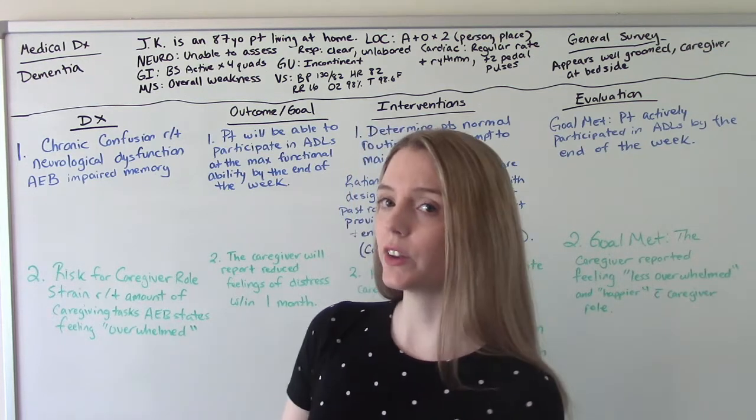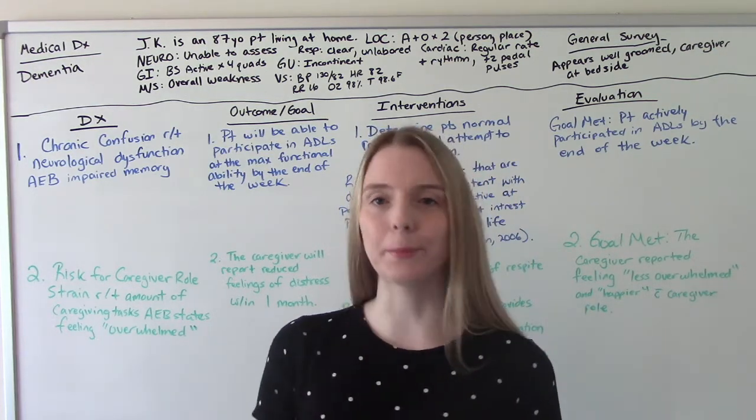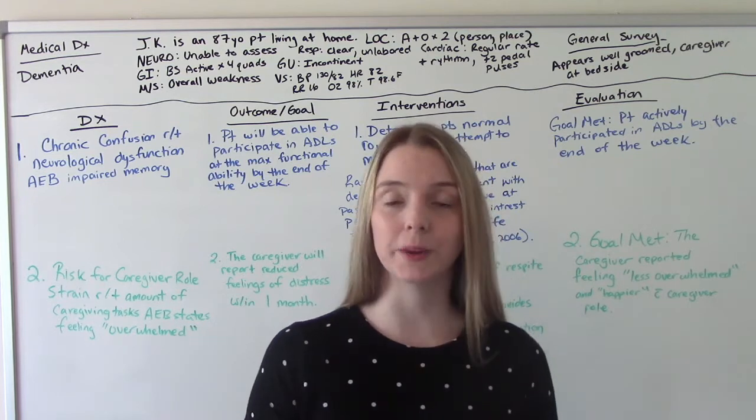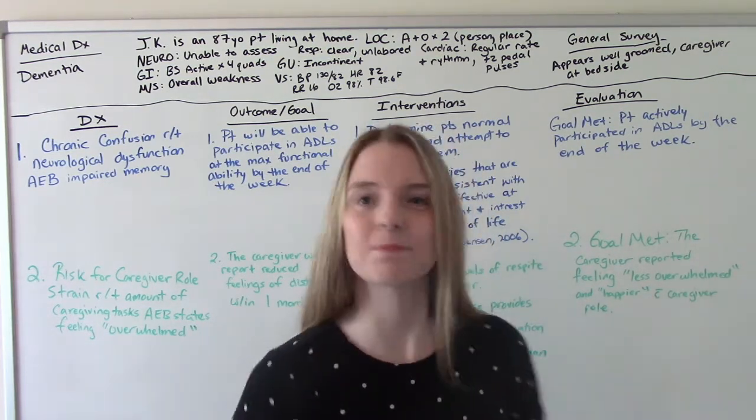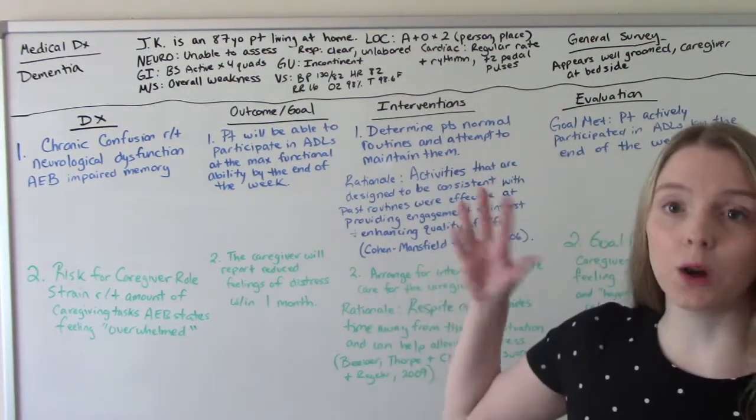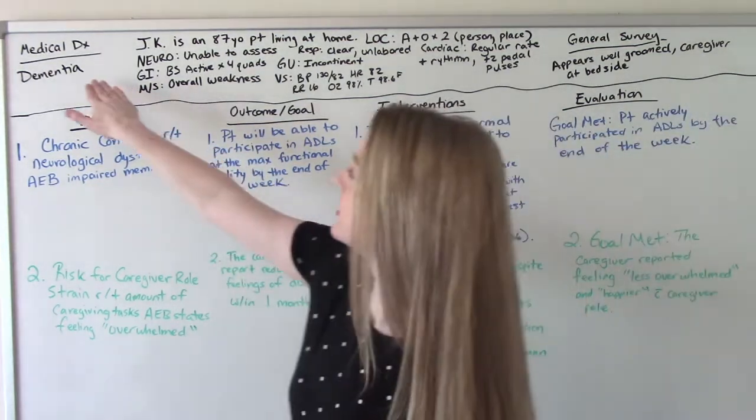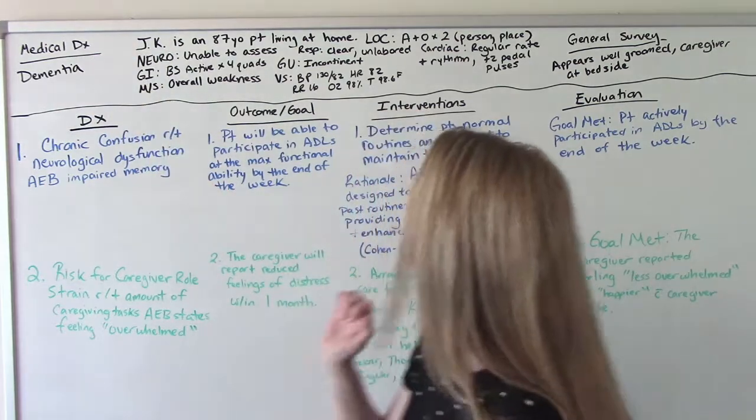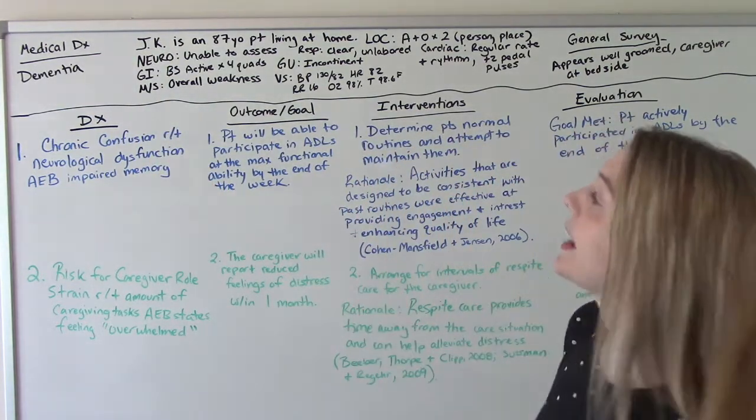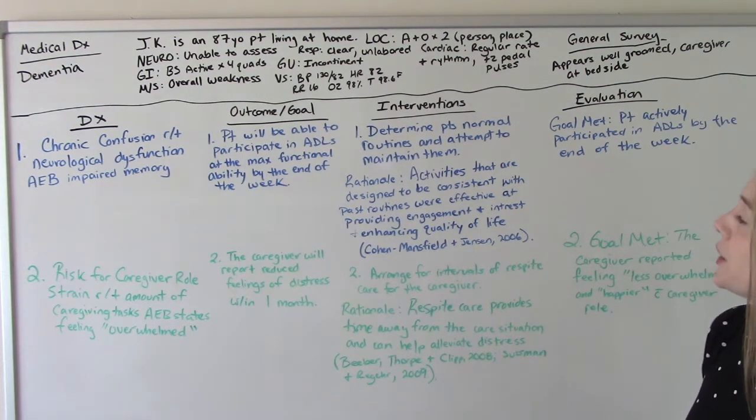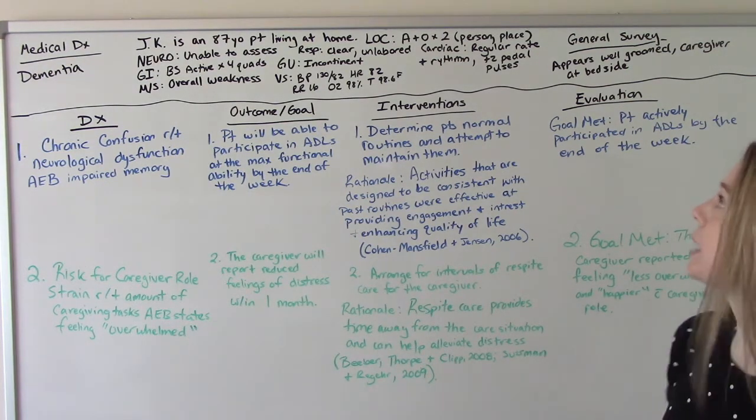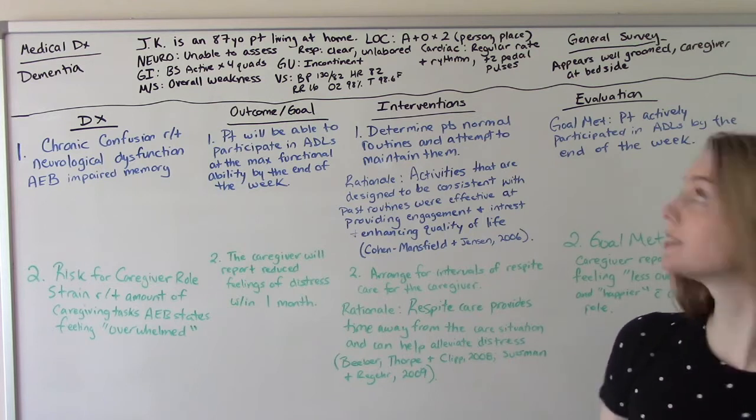In today's video, we're going to be doing another sample care plan. And in this situation, our patient has dementia. So let's get into it. So our assessment data, what do we know? We know their medical diagnosis is dementia. JK is an 87-year-old patient who lives at home. Level of consciousness is alert and orientated ×2, so to person and place.